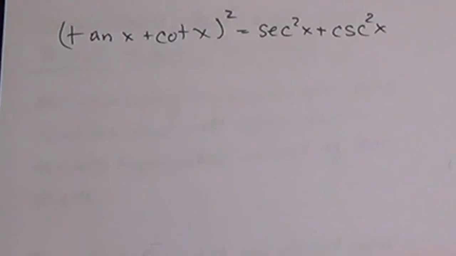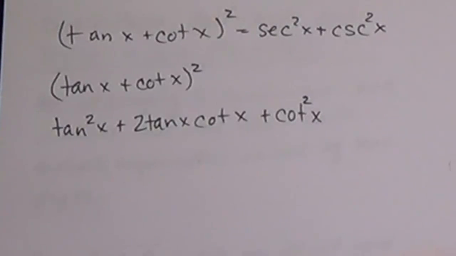In our next example, tangent x plus cotangent x, quantity squared, is going to equal secant squared x plus cosecant squared x. So here again, left-hand side, we have a quantity squared. So just like normal, we probably want to start by expanding that. So the first thing to notice in this expression is that tangent x times cotangent x, well, those are reciprocals of each other, so those multiplied together will just give us 1.